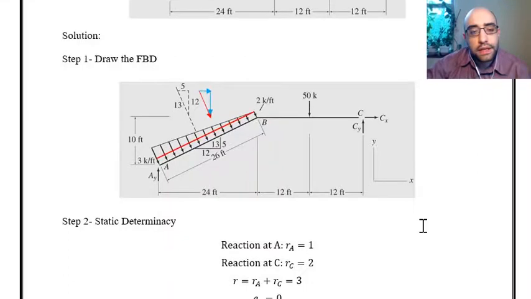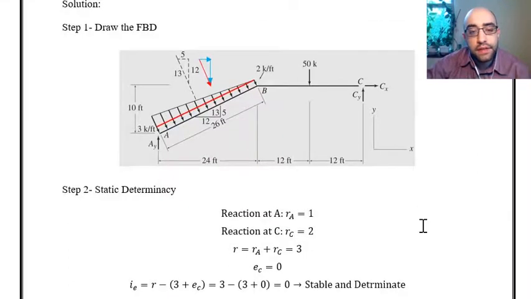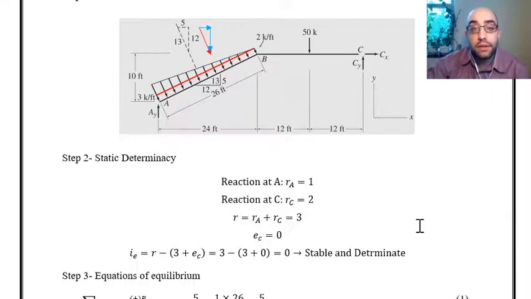So let's go to the second step and see if the structure is determinate or not. We know that the equation that we need to solve is this equation. R is the number of reactions. We had 1 over here, 2 at point C, 1 at point A. So these are the reactions. Summation of these is 3. So R is equal to 3.